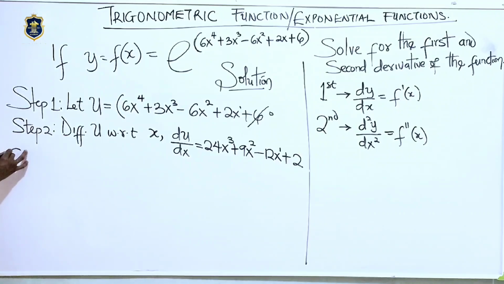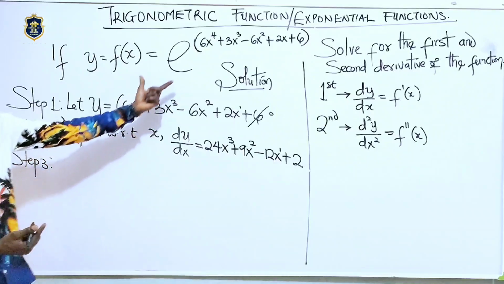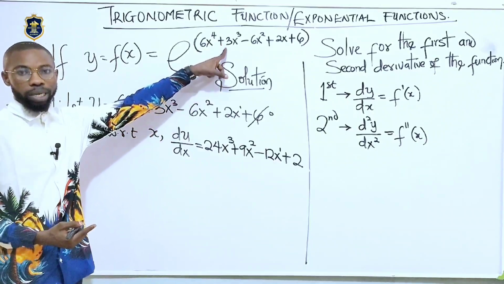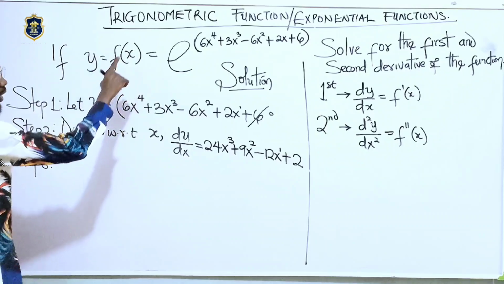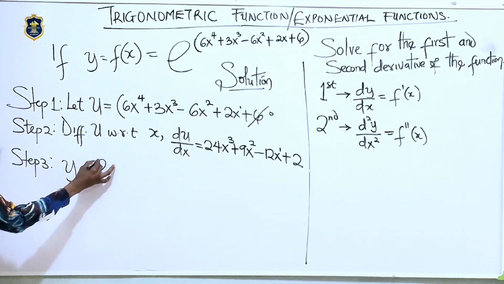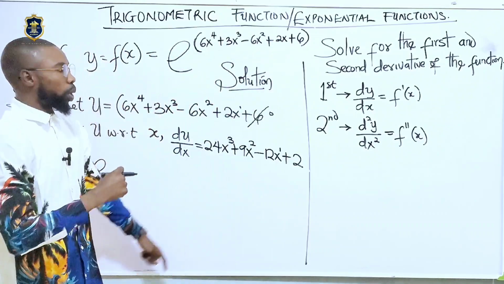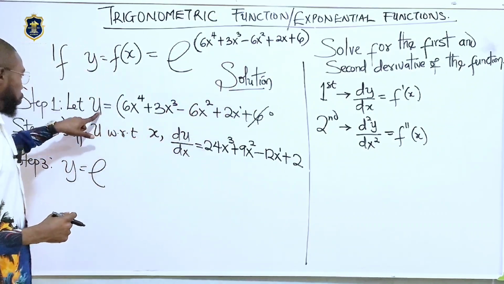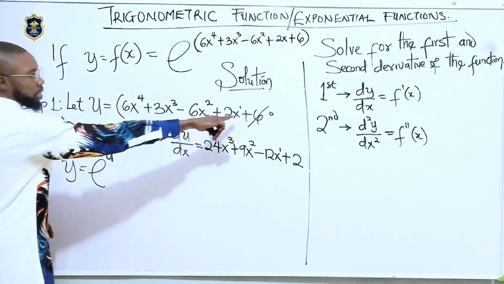So what becomes our step 3? Our step 3 is simply to bring out the equation, but replace this with u. What's the equation? The equation is f of x, or y, is f of x. So let's just use y. Let's say y is equal to e raised to the power of the function. But with step 3, we are replacing the function, what we have here, as u, because we said u is everything here.